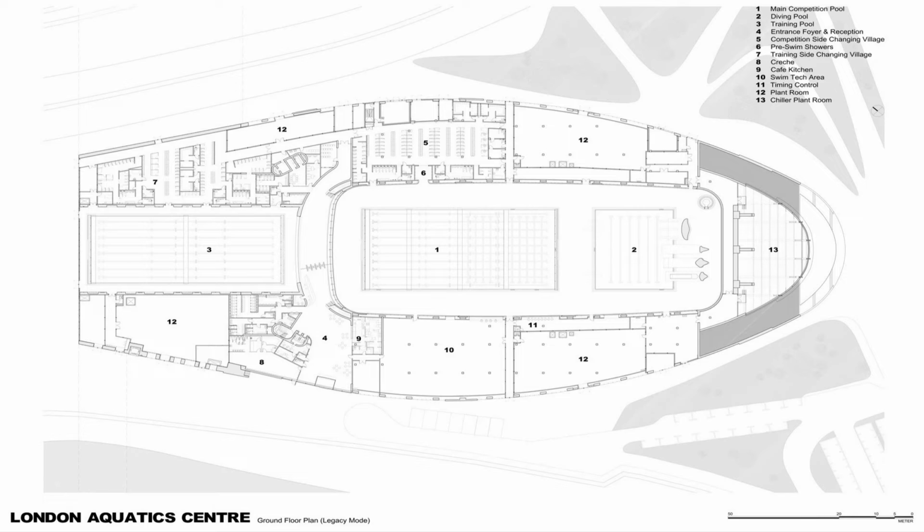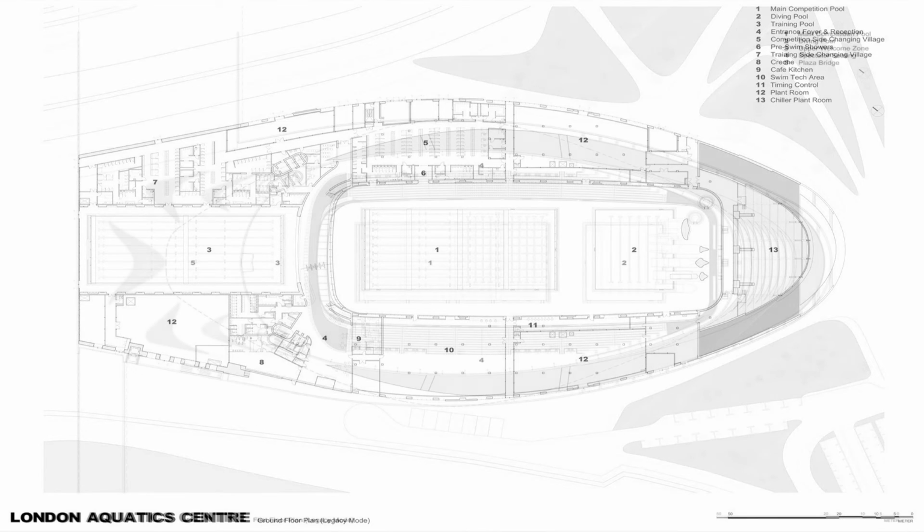On the eighth we have creche. It is nothing but a sports hall. Okay, on to the ninth we have cafe kitchen. Tenth we have swim tech area. Then eleventh we have timing control room. On the 12th we have the plant room and the 13th we have chiller plant room.